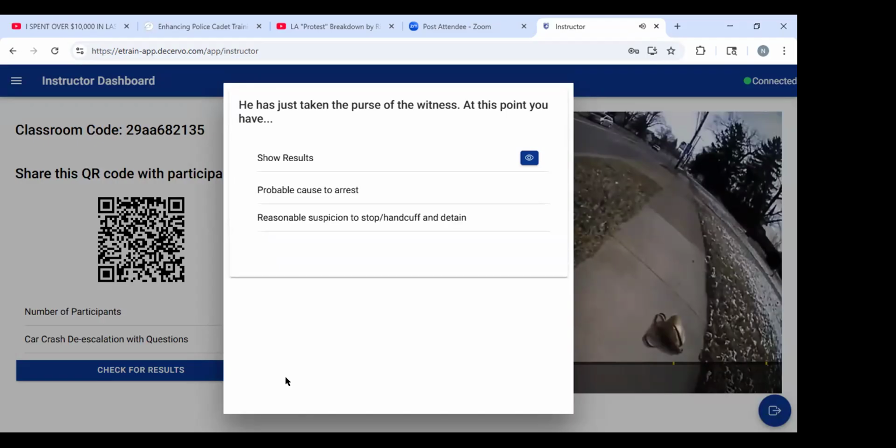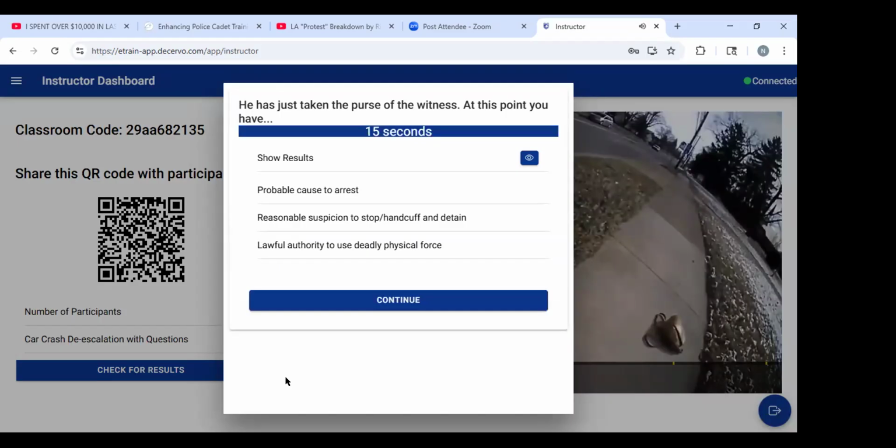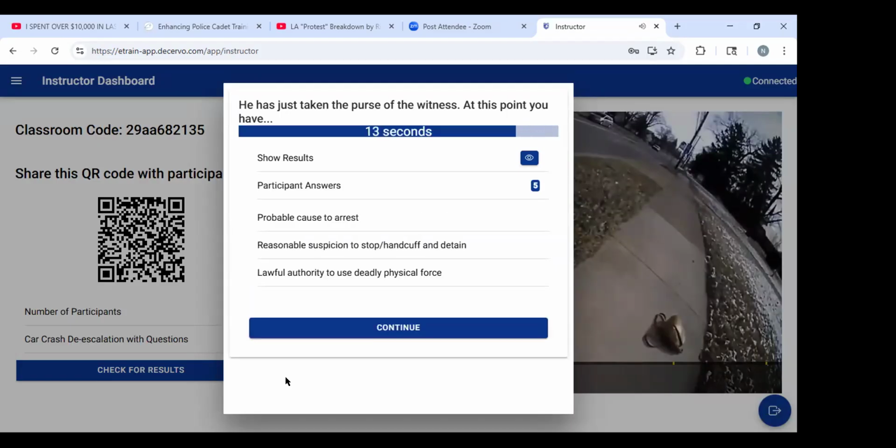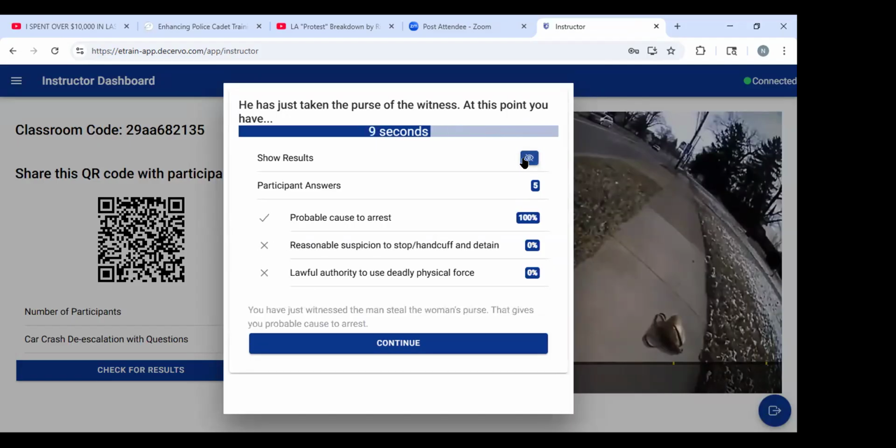Probable cause to arrest. Reasonable suspicion to stop, handcuff and detain. Lawful authority to use deadly physical force. All right, so everybody's answered pretty quickly. Everyone says, yeah, we have probable cause. The guy just tried to steal the woman's purse for no reason.